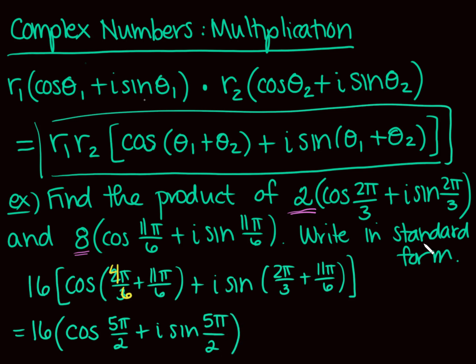And then if I want this in standard form, let's see where 5 pi over 2 is. Here's 1 pi over 2, 2 pi over 2, 3 pi over 2, 4 pi over 2, 5 pi over 2. So this is exactly the same as the cosine of pi over 2 plus i sine of pi over 2. Cosine of pi over 2 is 0. Sine of pi over 2 is 1. So I just bring that all together and I get 16i. And that's my final answer.